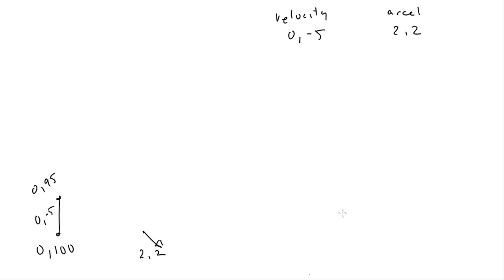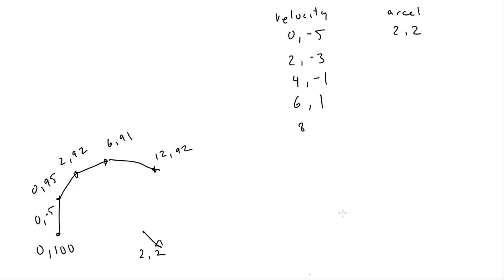First frame, the object winds up at 0, 95. Velocity changes to 2, minus 3. On the next frame, that puts the object at 2, 92. Velocity changes to 4, minus 1. So we're just adding the acceleration to the velocity each time, adding 2, 2. Add that to the object's position, which becomes 6, 91. Velocity becomes 6, 1. Object moves to 12, 92. Velocity 8, 3. Object 20, 95. So you see that over time, the acceleration has not only changed the speed of the object, but totally changed its direction over time as well.